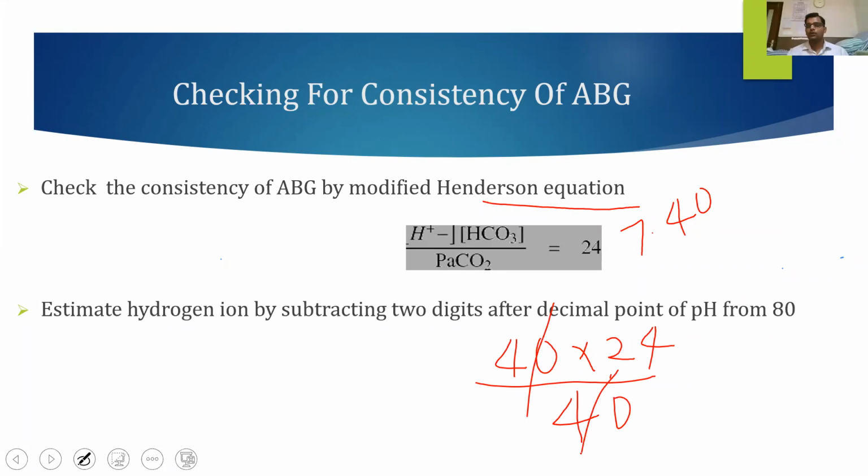This is the way you can check whether the machine is properly calibrated. Practically we don't do this actually.